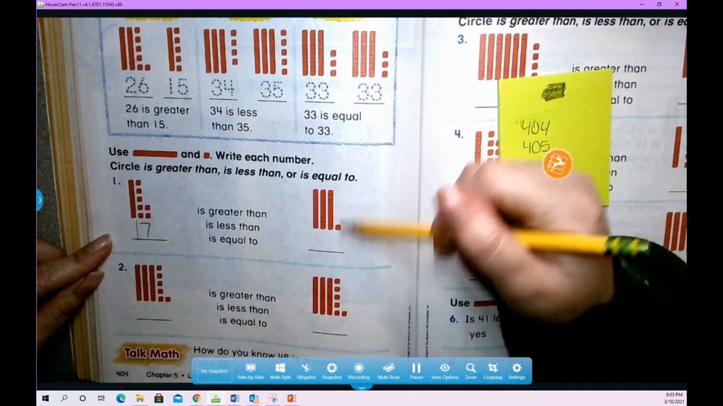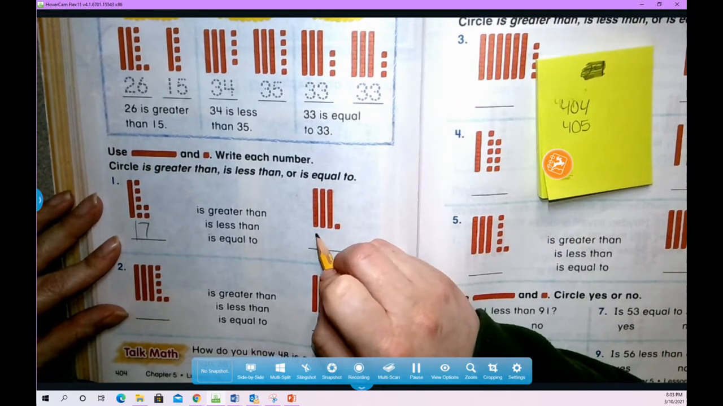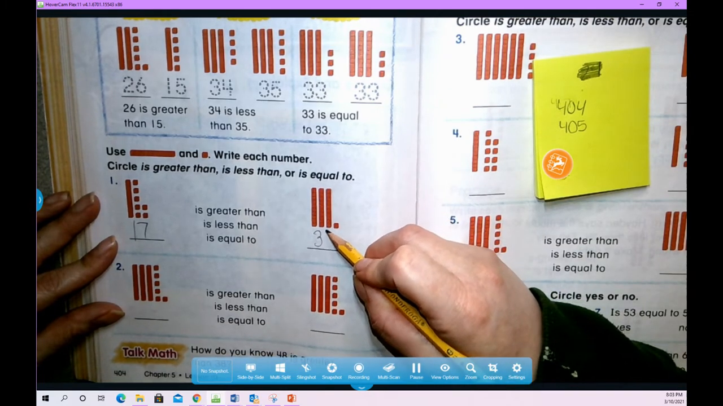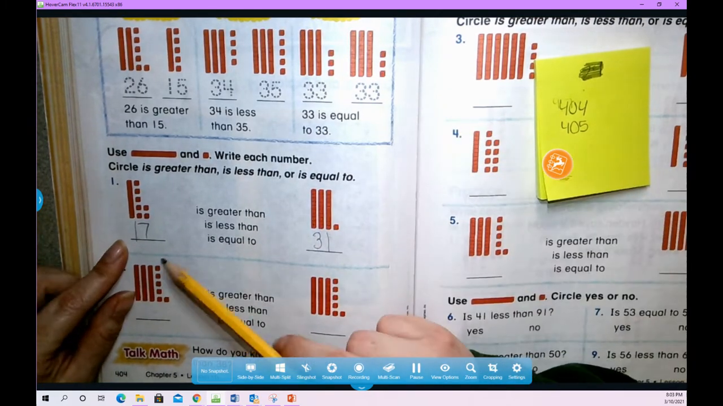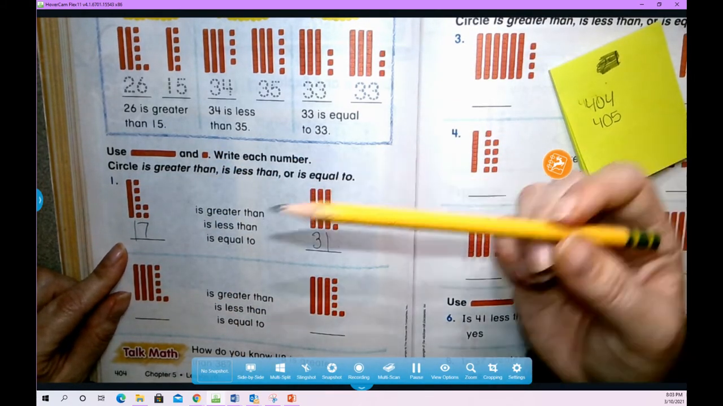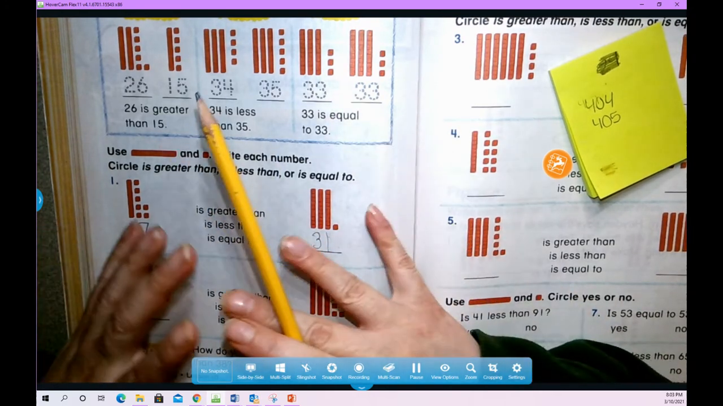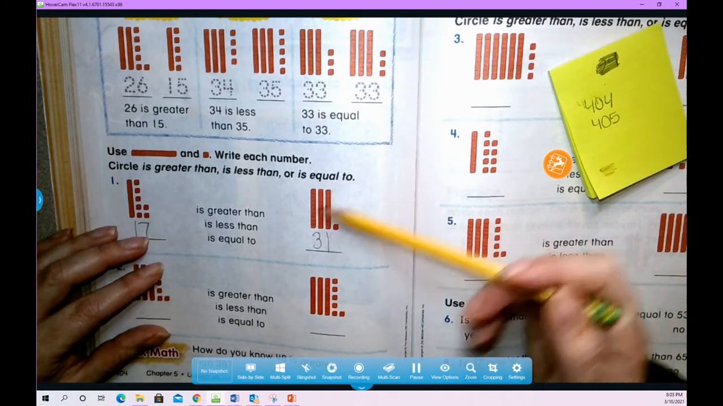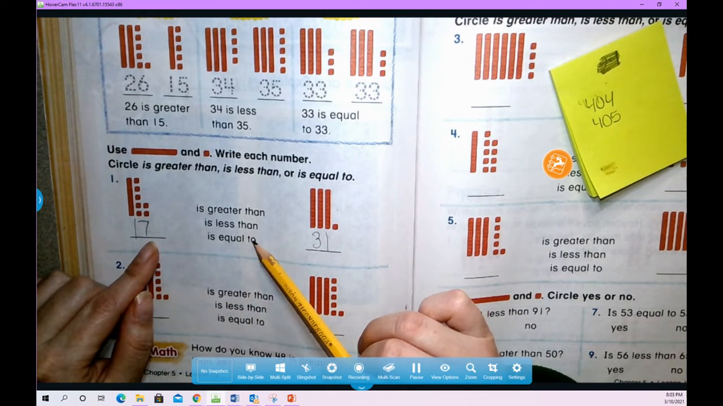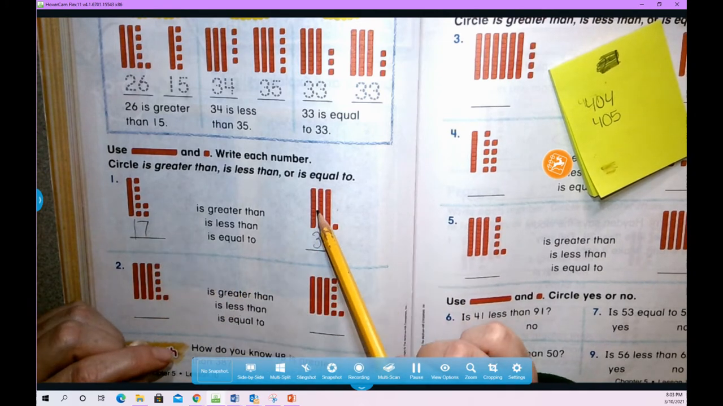Now we need to see how many there are on this side. There are 1, 2, 3 groups of 10, 30, and 1, 31. 17 and 31. And look at the amounts. Look how many cubes there are. Is the number 17 greater than, is it bigger than this one, 31? Is it less than? Is it smaller? Or is it equal to? Are they the same? Do they have the same amount of cubes?